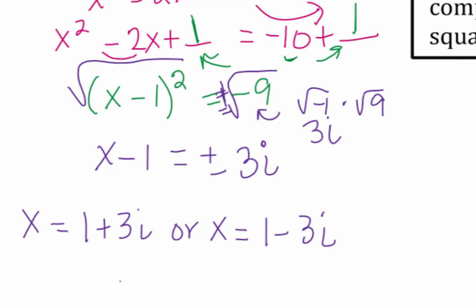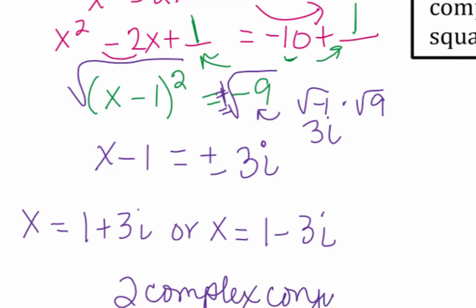What kind of roots did we get? We got 2 complex conjugates. Yep. Did you follow all that? Okay, we get to do it one more time.